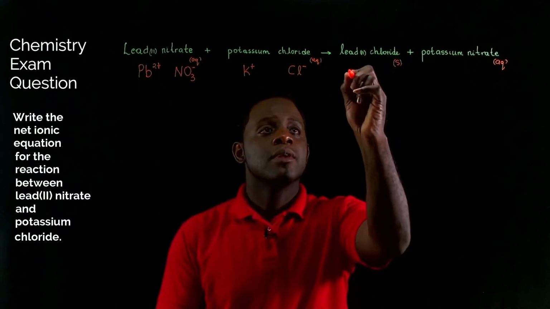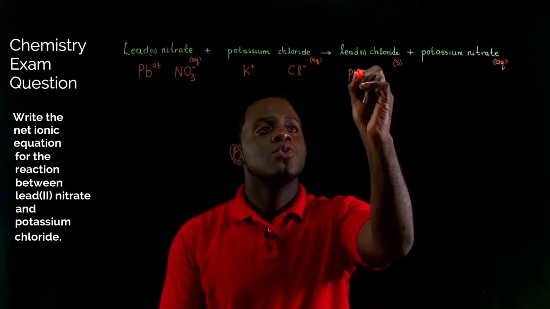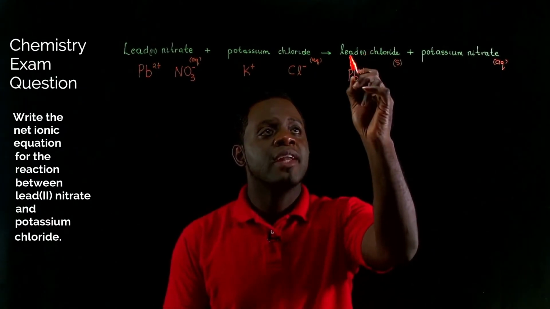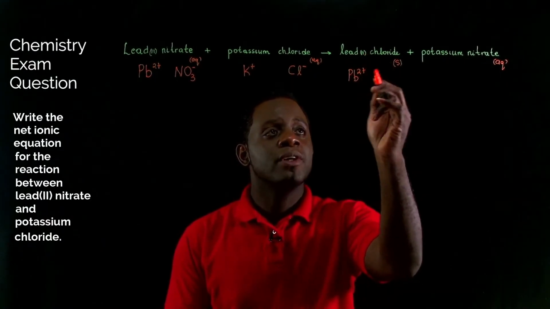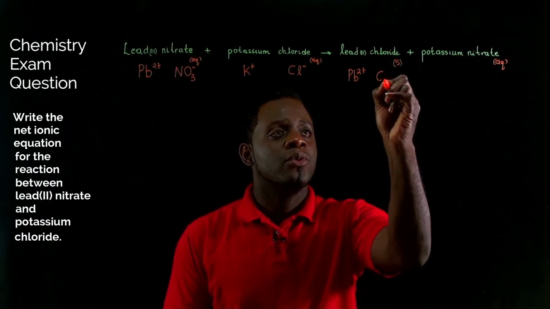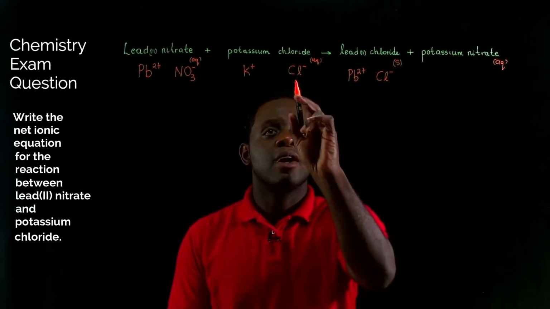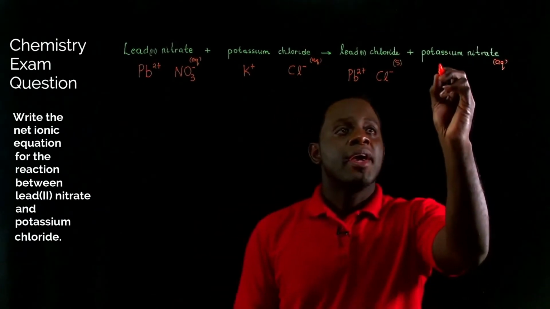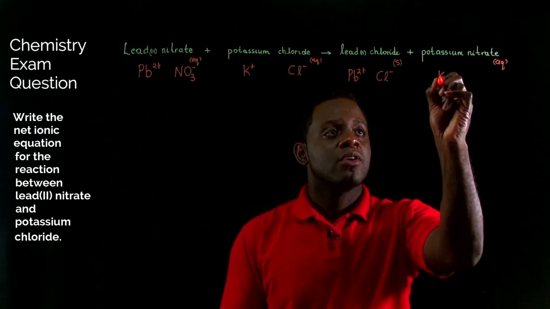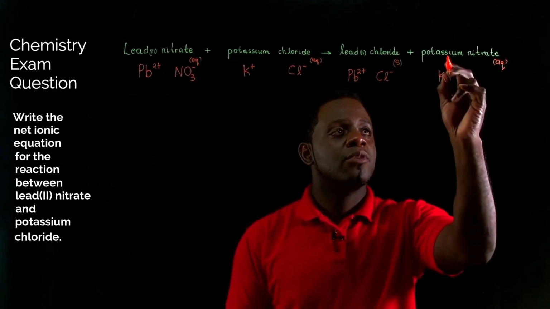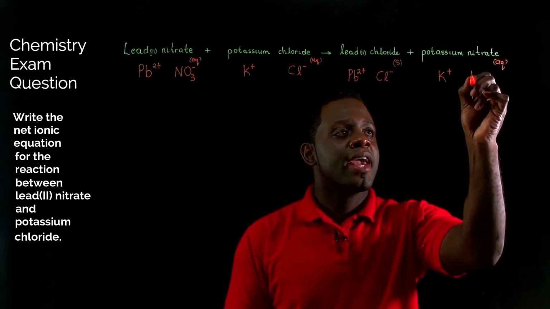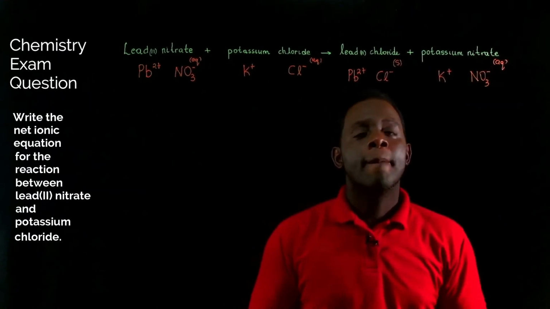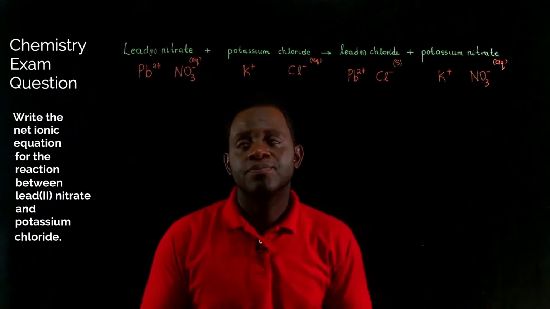Again, we put Pb 2+ because of this Roman numeral here, telling us that the charge on lead in this compound is 2+, and we know what the chloride ion is based on the chloride ion here. It's the same, and we just write K+ for potassium and NO3- for the nitrate polyatomic anion.